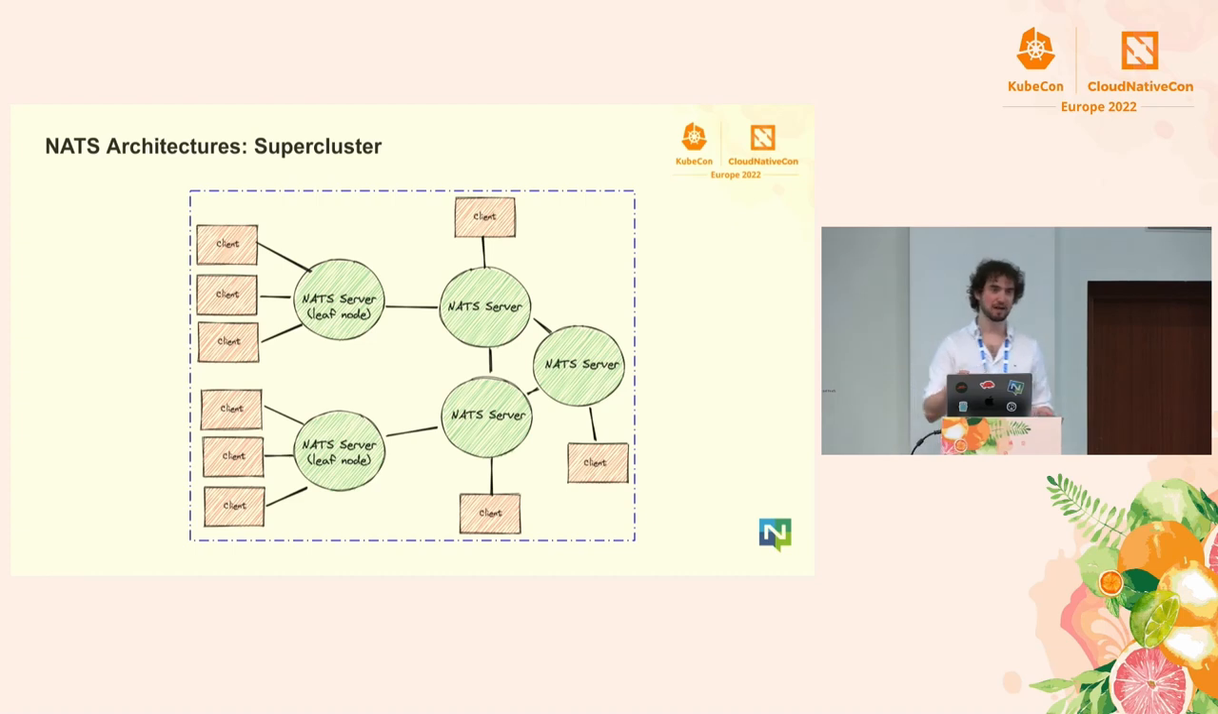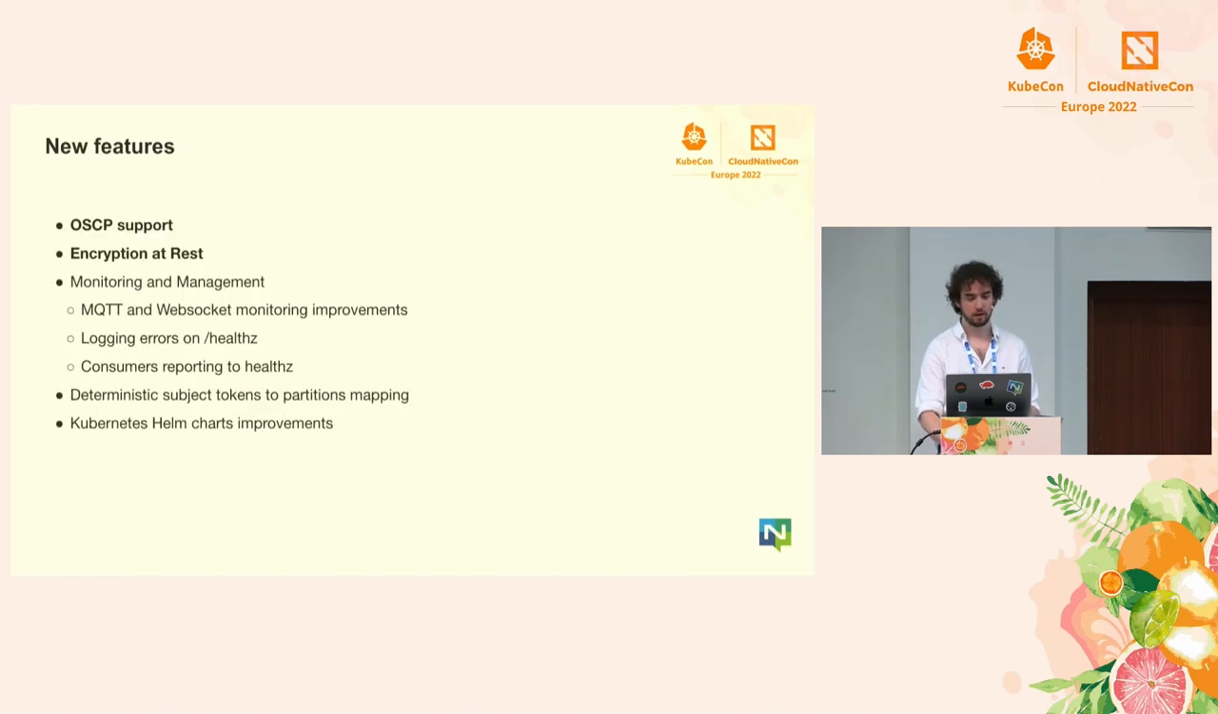If the network is down, which is pretty common for IoT factory floors and remote locations, the state will synchronize whenever the link is up again, and the leaf node is able to keep serving all the features while the connection is down. I think this is a really great thing in NATS. So let's get to the new features.